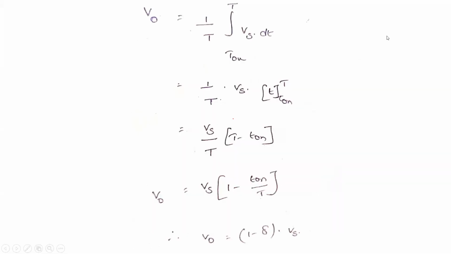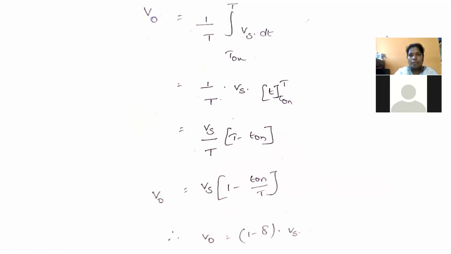So see this. That is the basic expression for how you are going to get the output voltage V naught. The basic formula for this output voltage is 1 by time period, integral from T on to T. Actually, what is T on to T? The initial time limit is T on, and the maximum limit at which the output voltage exists is capital T. And the magnitude is nothing but the supply voltage.